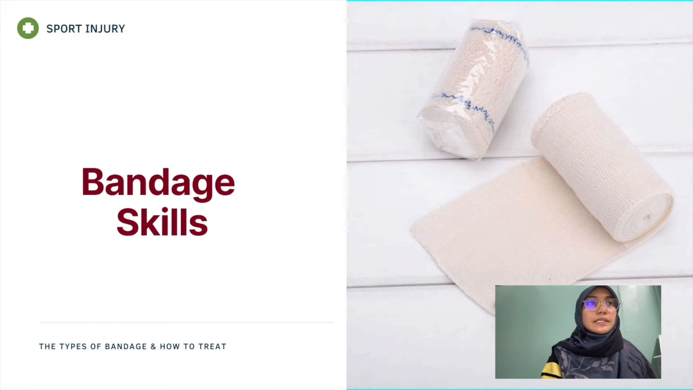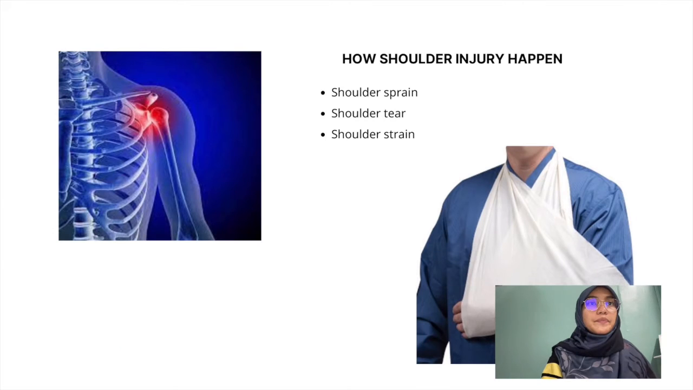So I will be explaining regarding shoulder injury. Firstly, on how shoulder injury happens. First is by shoulder sprain. A shoulder sprain is a separated shoulder or an acromioclavicular joint injury that is sometimes referred to as a shoulder sprain. Shoulder sprain includes trauma directly to the shoulder from a car accident.